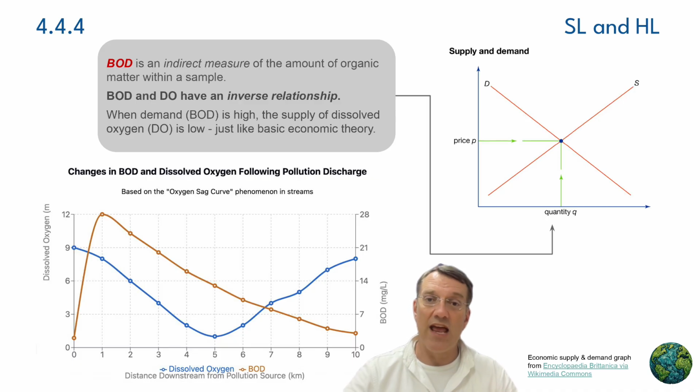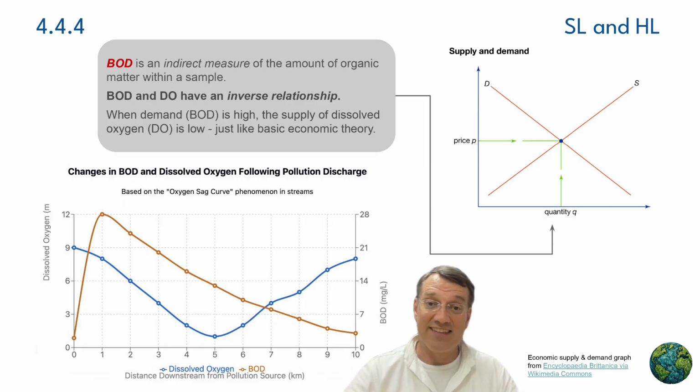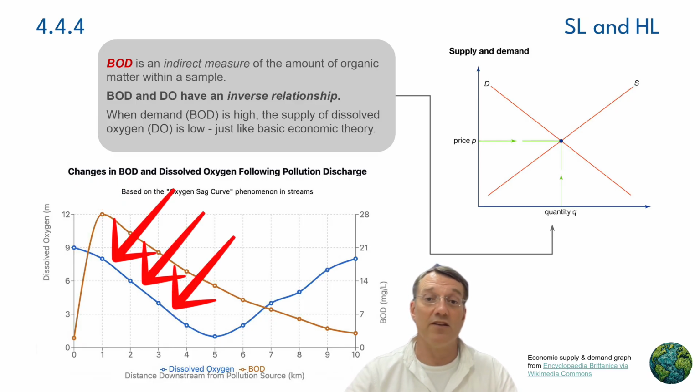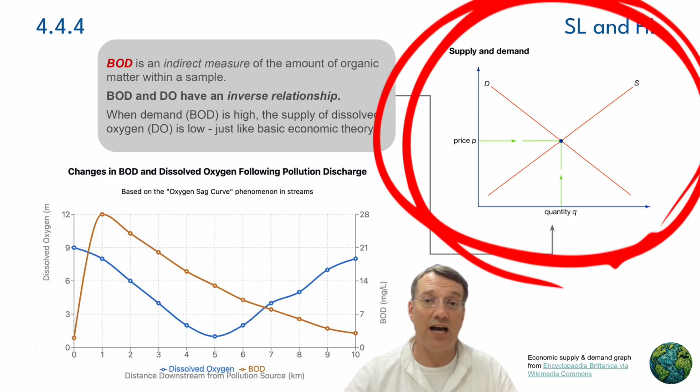Just after pollution enters at point zero, the biochemical oxygen demand spikes dramatically as bacteria multiply to decompose the waste, their new food source. At the same time, the dissolved oxygen, or DO, plummets because the bacteria are using it all. This is exactly like basic economic supply and demand, as the smaller diagram shows. When demand, BOD, is high, the supply of dissolved oxygen, DO, is low.